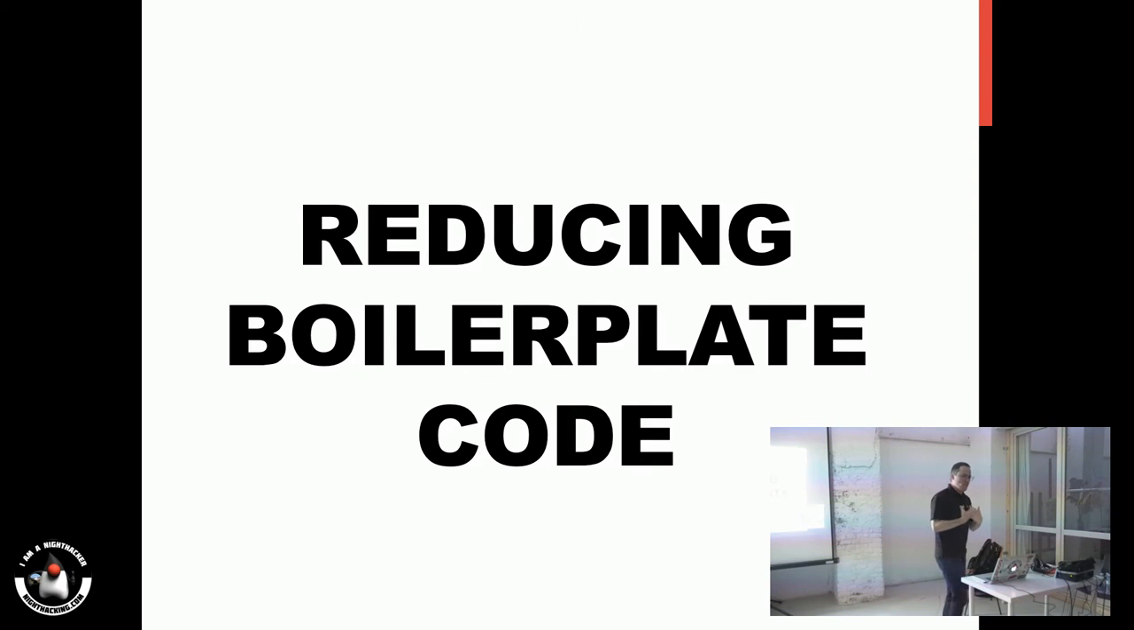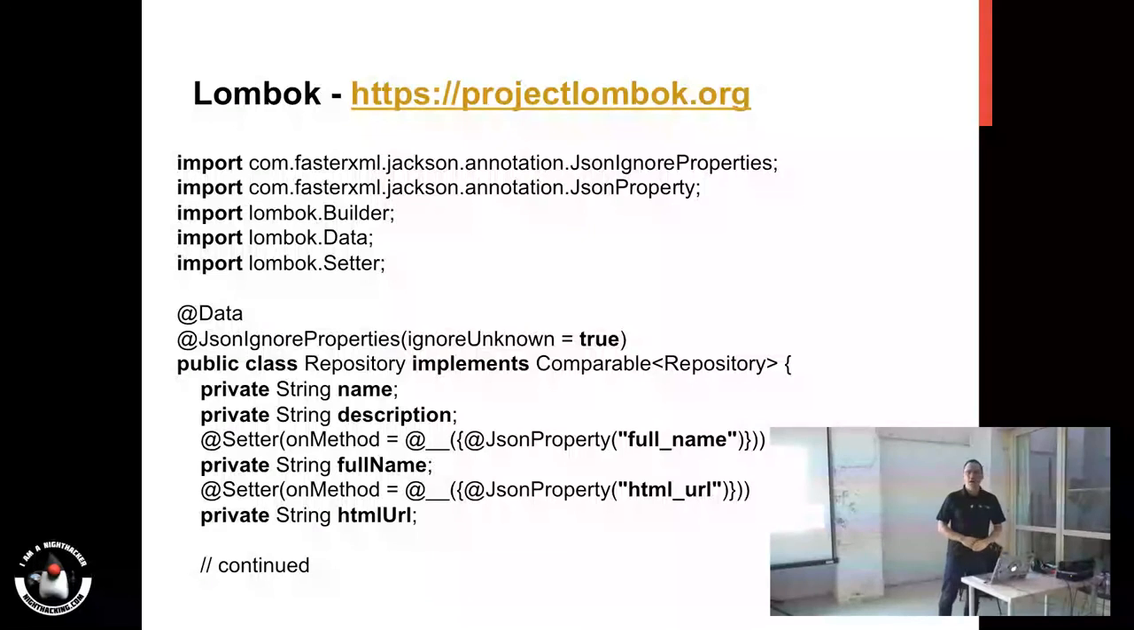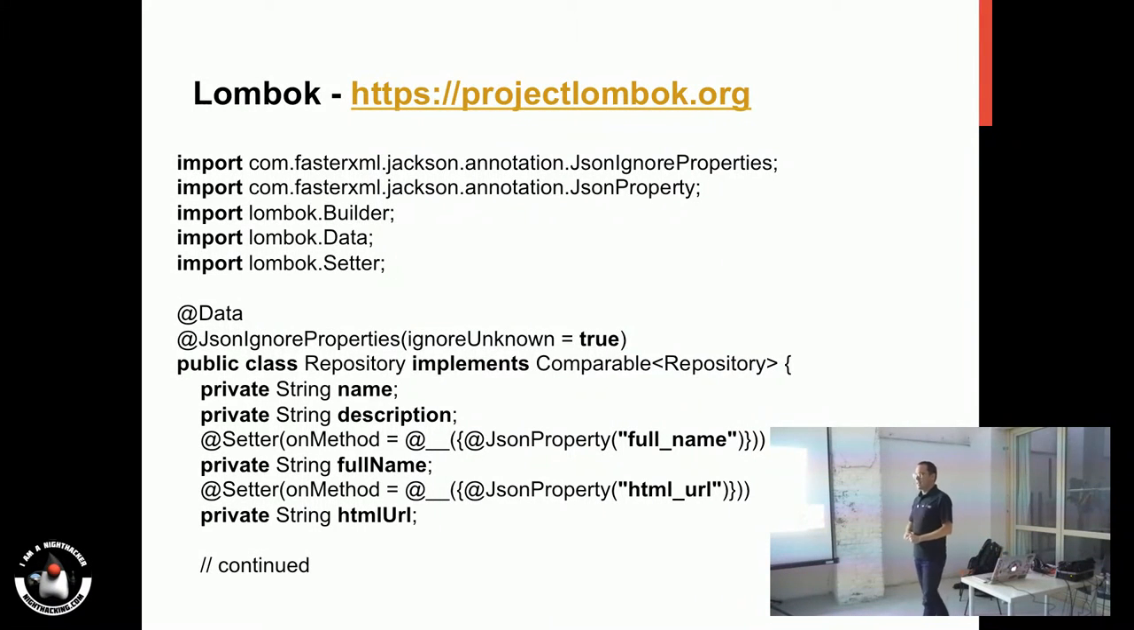So if we as developers are aware of the Java Beans convention, would it be great if the compiler were aware of the convention and just used it as it is? Something like a macro feature in Java? That would be great to have. Sadly, we don't have such a feature, but we have something that looks very close to that. And I'm talking about Lombok.